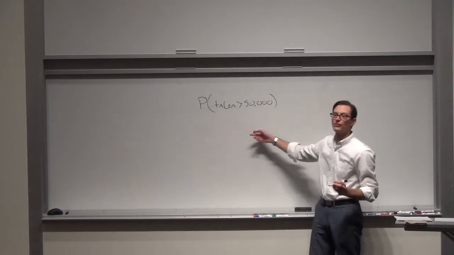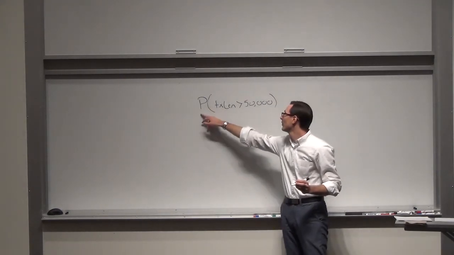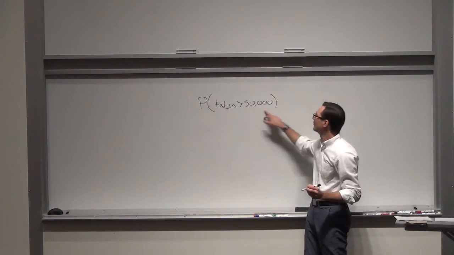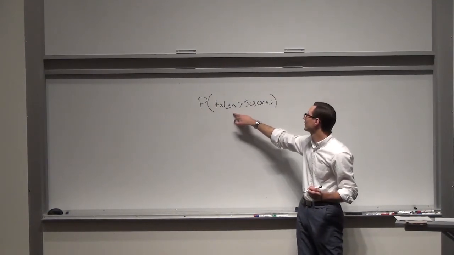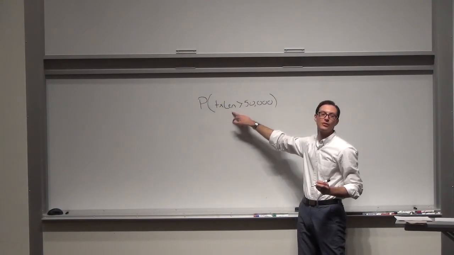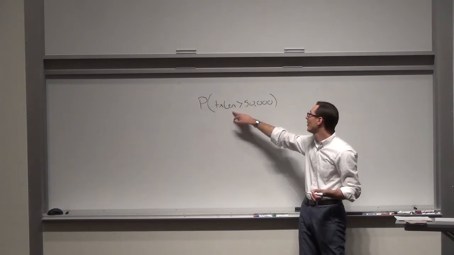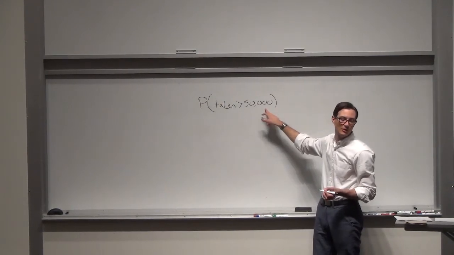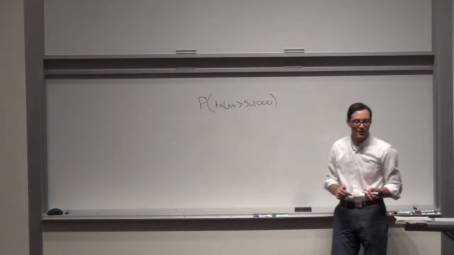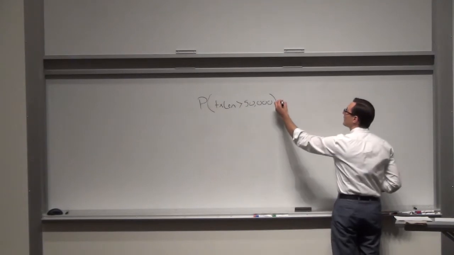This is the notation for the sentence that I just said. The probability of this event, the thing that's in the parentheses is called the event. And the event here is the case that the transcription length data field, the column, has a number that's greater than 50,000. So what does this equal? How can we calculate this?